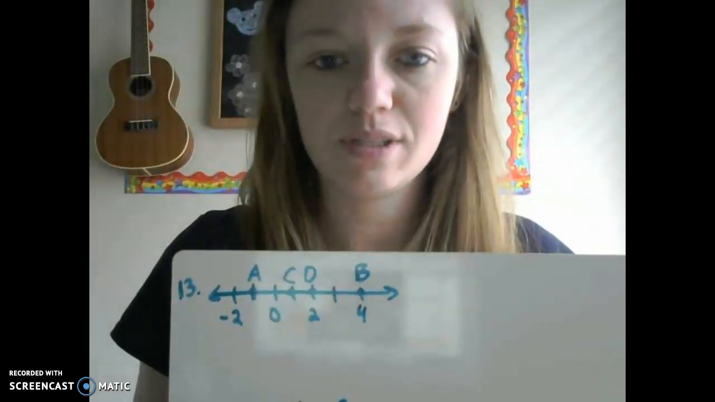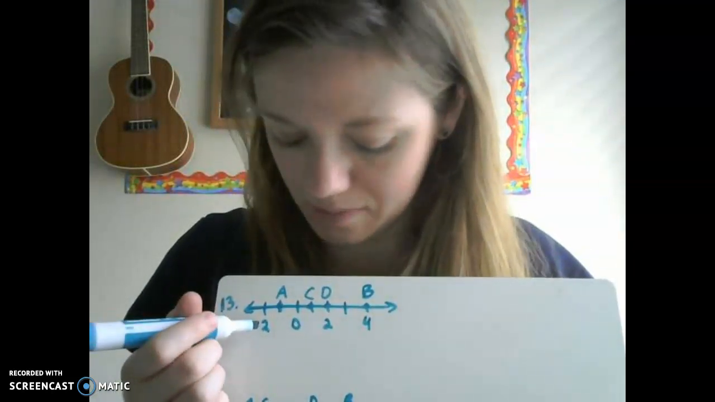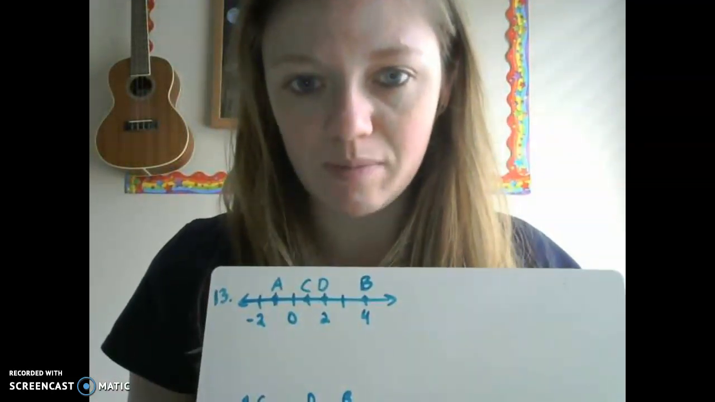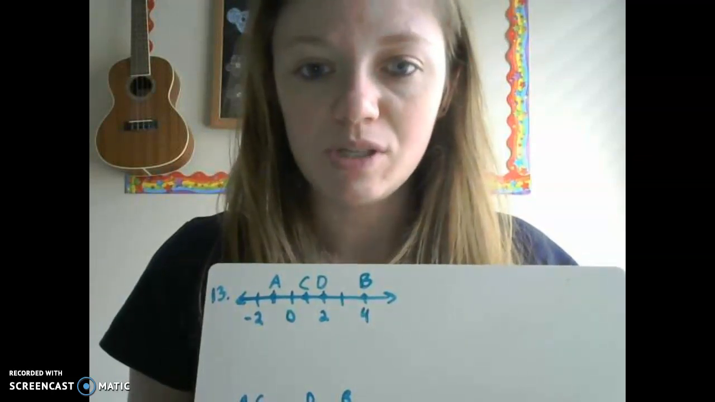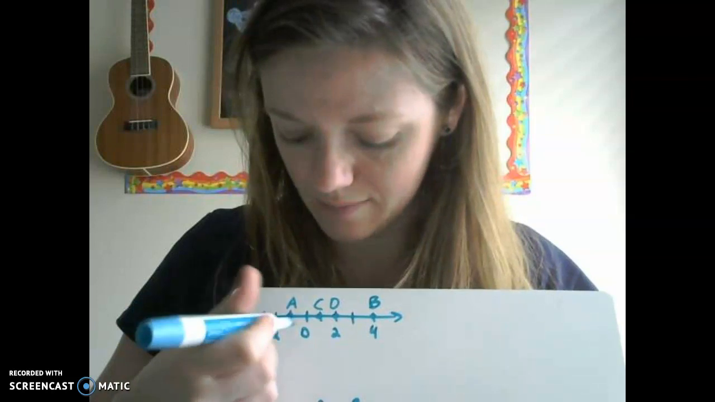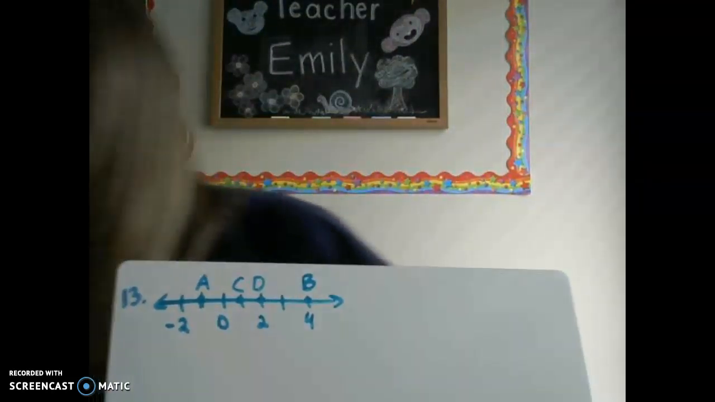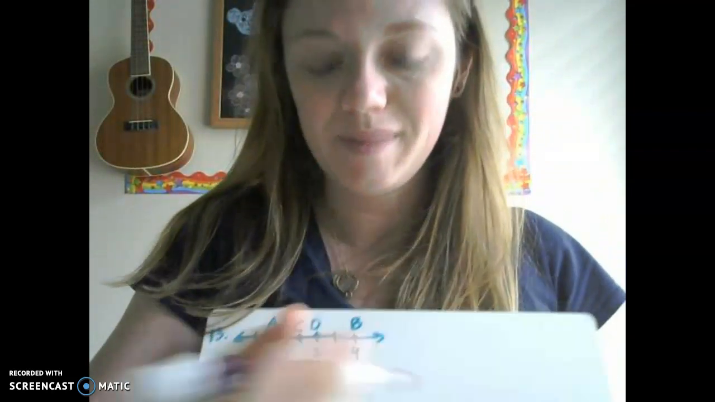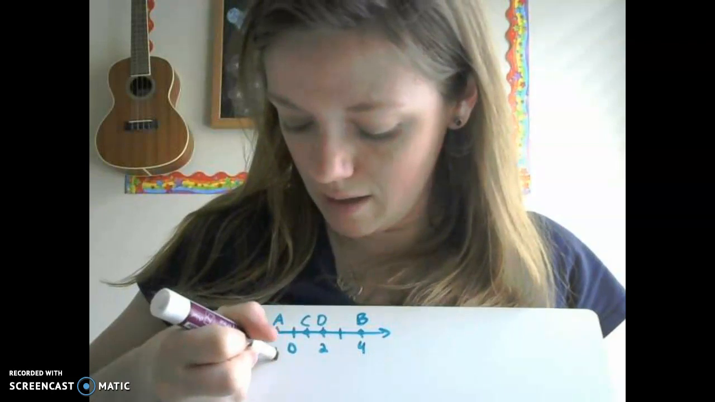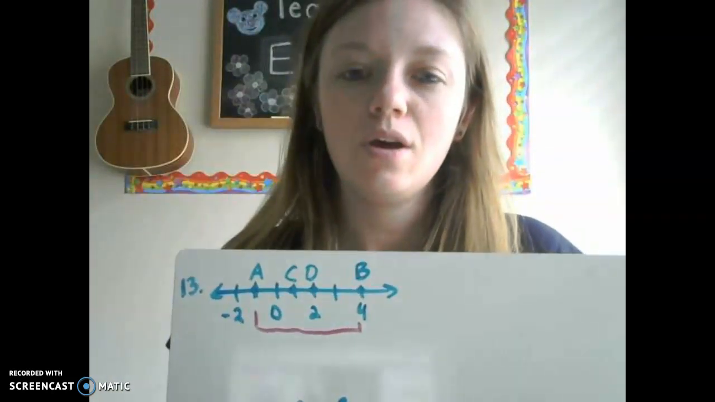So I wrote out, here's number 13, this top one right here. We go from -2 all the way up to 4 on this number line, and we need to find out how many units are between A and B. So here's A. I'll use a different color for this. Here's A, and it goes all the way to B. That's what we're concerned with.